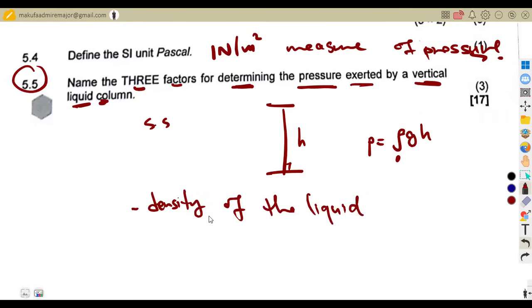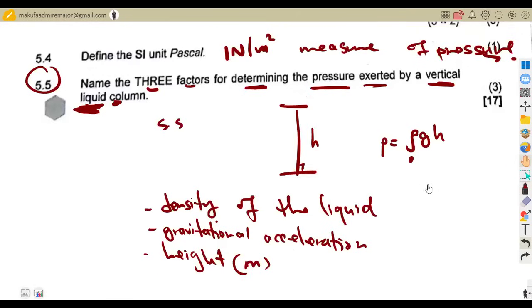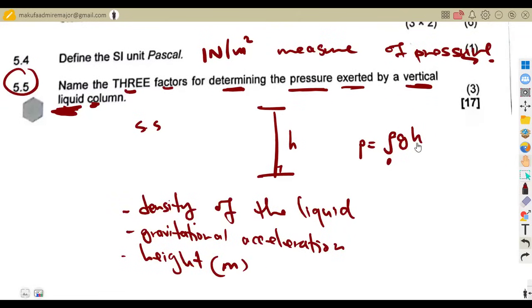In this case, we have got what? The gravitational acceleration. So it's also going to be affected by the gravitational acceleration. We've got the gravitational acceleration, and what is it again? The height. It's going to be affected by the height, which is the vertical liquid column. These are the three factors that are going to affect this, and the height is in meters. That is the idea there. So 17 marks on everything.